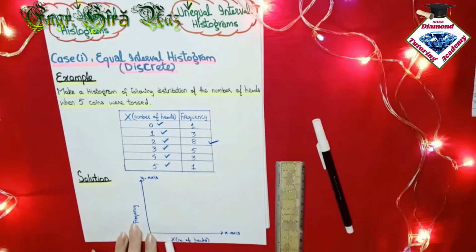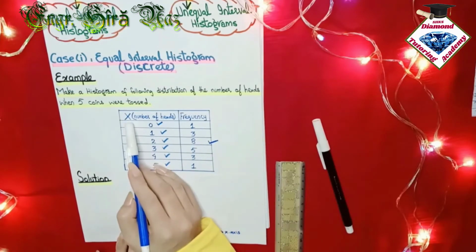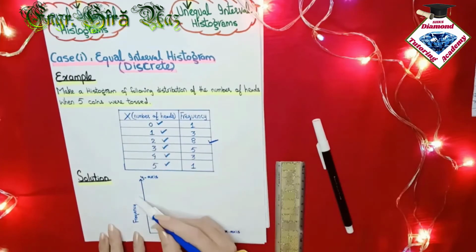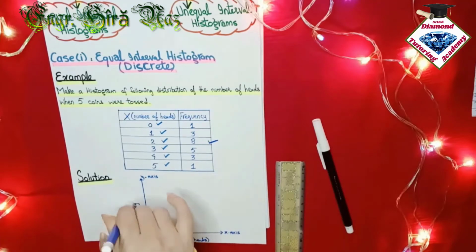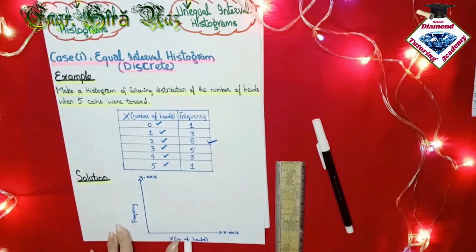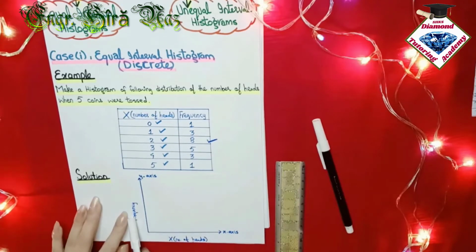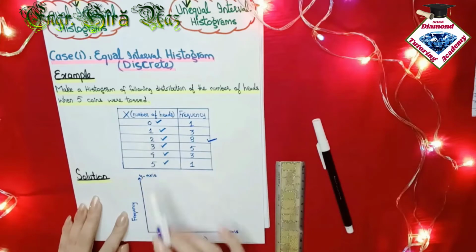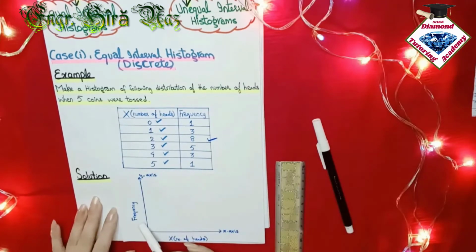Now look at here, along x-axis you have marked x. X is the variable. Variable here in this case is the number of heads. Understand? Now along y-axis you have marked frequency because this is dependent and this is independent. Understand? Means frequency is, in this case, dependent on number of heads. That's why we have plotted it along y-axis.